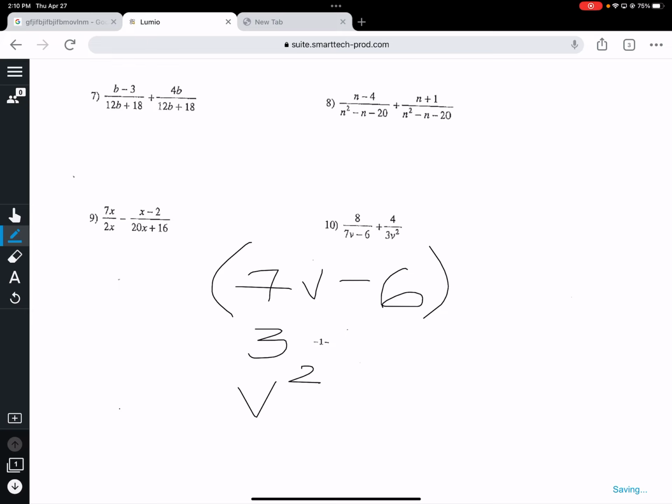Why did you put the 7v minus 6 in parentheses? Because it's addition and subtraction. It's a clump that hangs together. This is like you at a party. You can't ignore your friend.